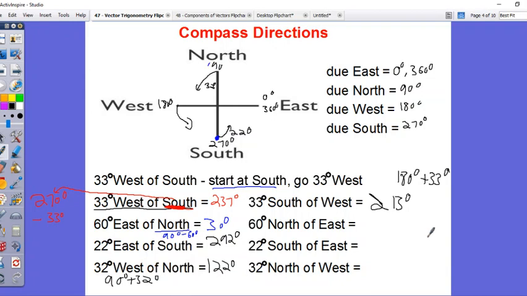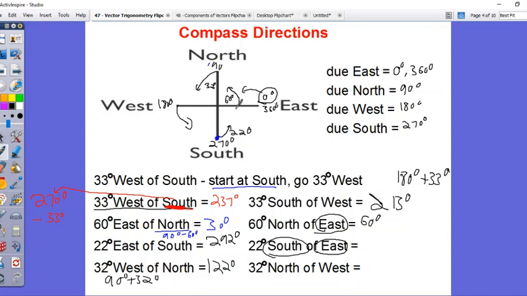60 degrees north of east. So we start east, move 60 degrees north. So that's just going to be start at 0, add 60. It's going to be 60 degrees. Notice when you're at east, if you're moving north, you start at 0.